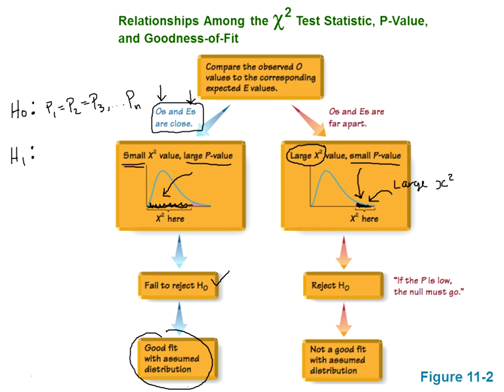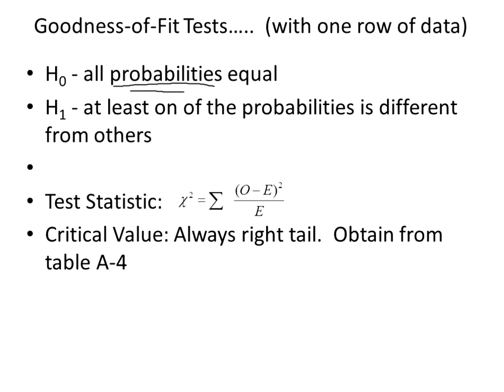It's always going to be a right tail using our chi-square distribution. When we calculate that test statistic, it's going to be either small or large. If the O's and the E's are close, you're going to get a small test statistic, which in turn gives you a large p-value because the area is going to be larger. I'm going to come back to this. This is something we're going to be referencing.